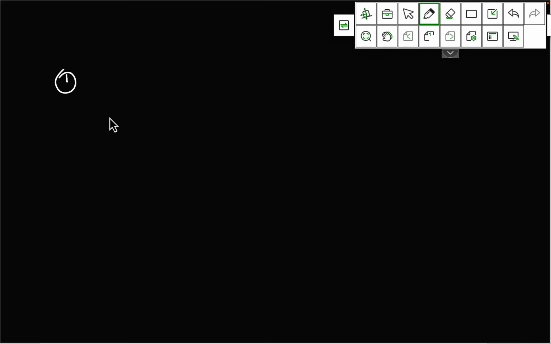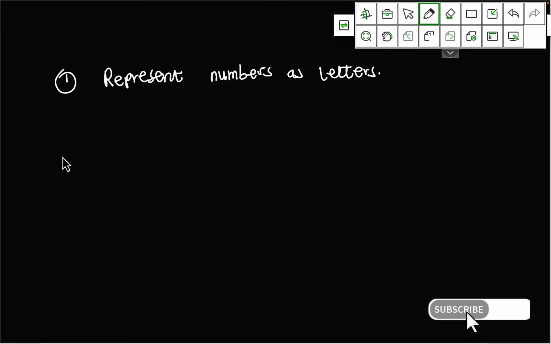All right, rule number 1. In algebra, it is very likely you are going to represent numbers as letters. Kindly note this. That's the first and one of the most important rules that I can give you.